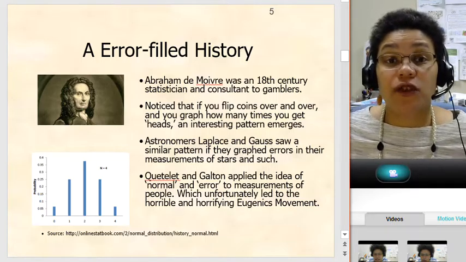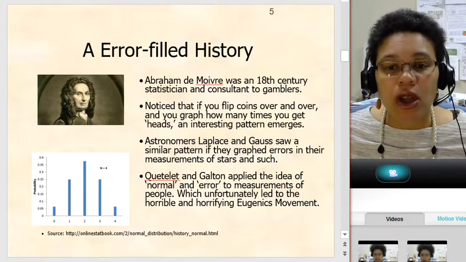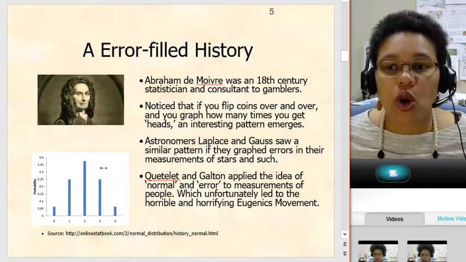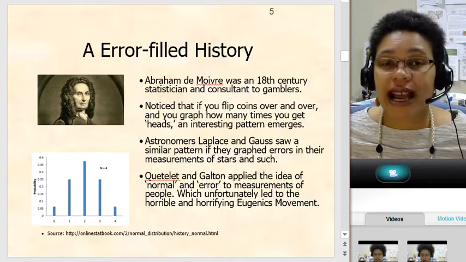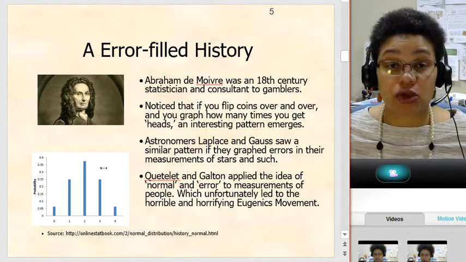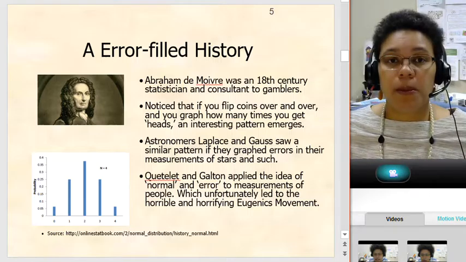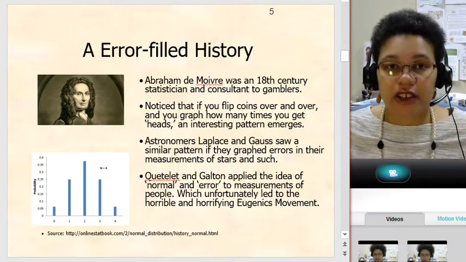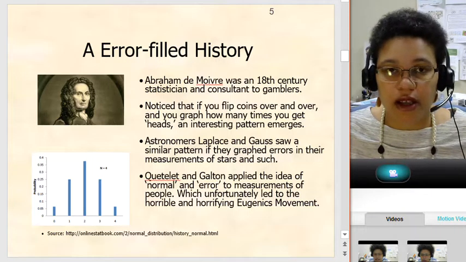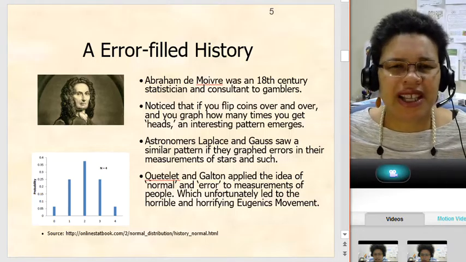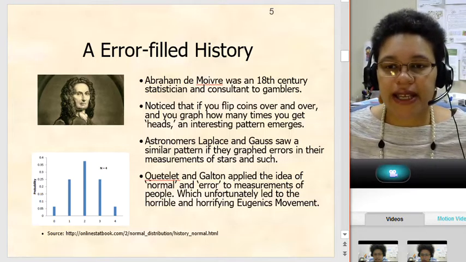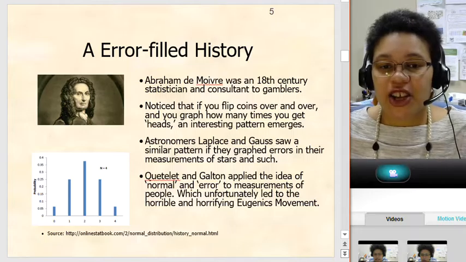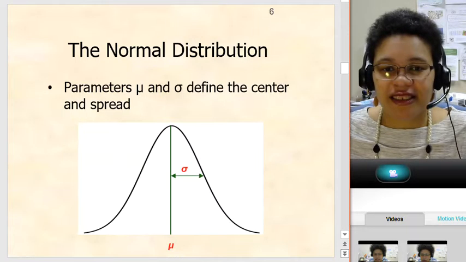They applied the idea of normal and error to measurements of people, which unfortunately contributed to the horrible and horrifying eugenics movement. Anyone who fell outside of what they saw as some kind of ideal range was considered abnormal, and the eugenics movement led to the sterilization of many women of color and people with disabilities. It was just horrible because it was basically scientifically justified racism, right? So there's that tarnished history.